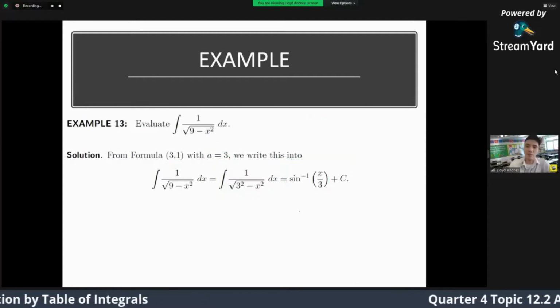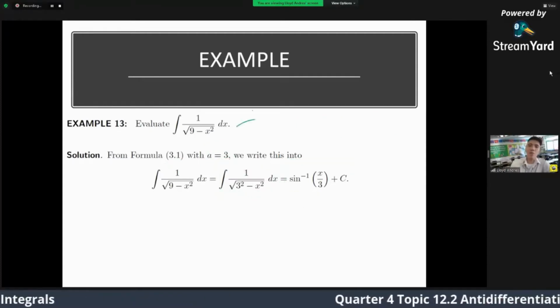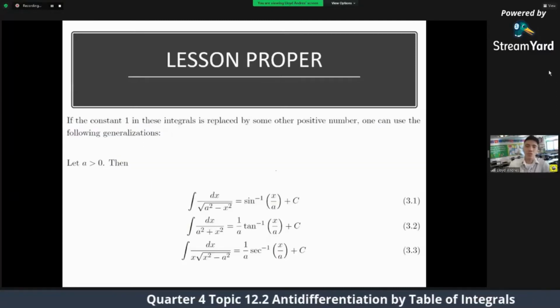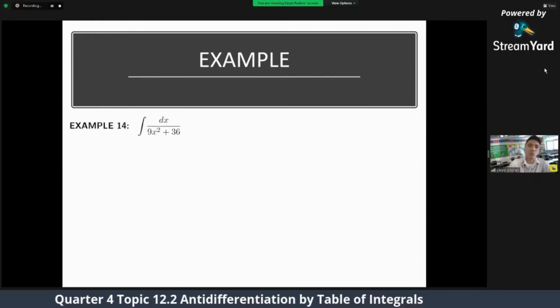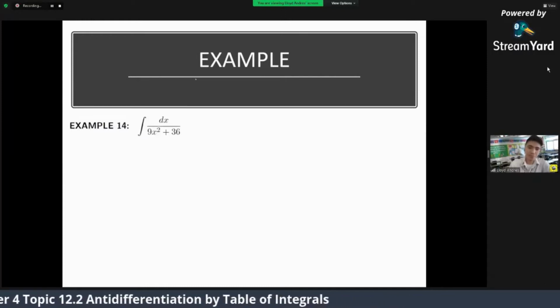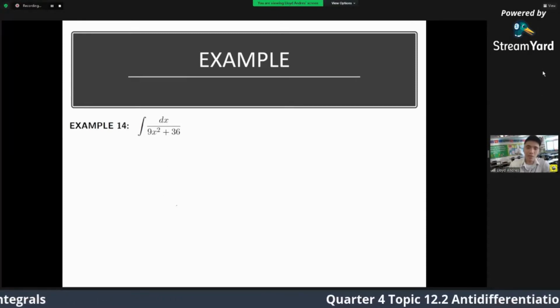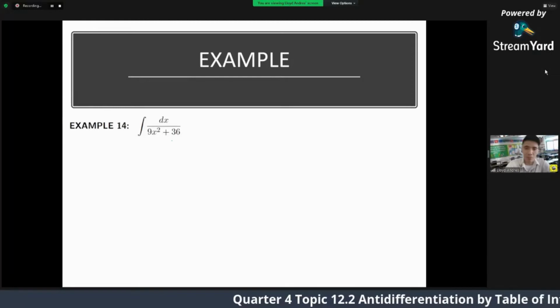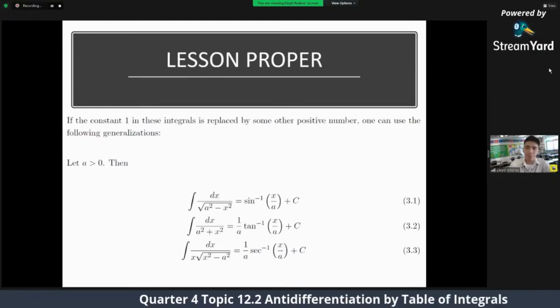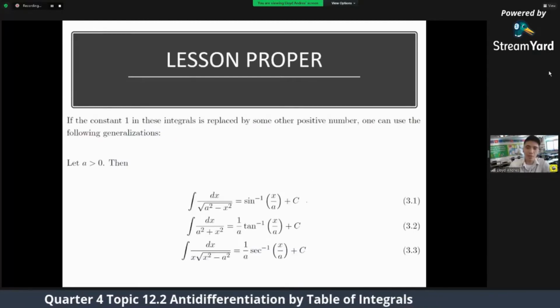Basta ang given is in the form sa formula 3.1. So what about this one? So kung tanaw na to, if we investigate, asa ni siya nga form? Dili siya 3.1, kaya wala man siya square root.